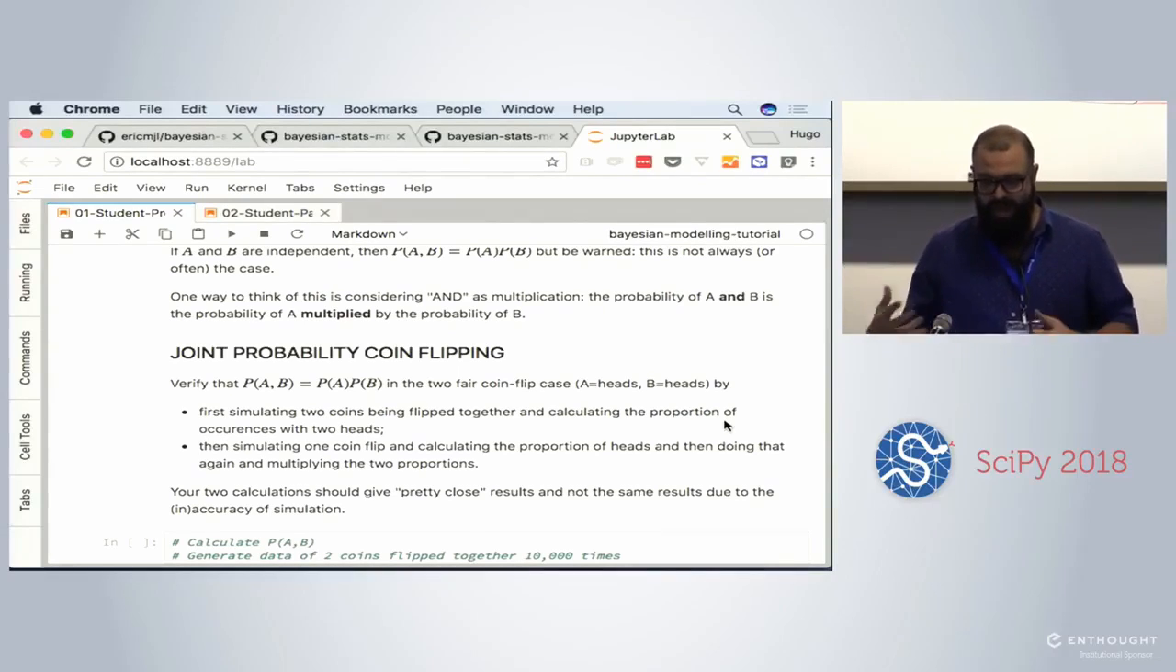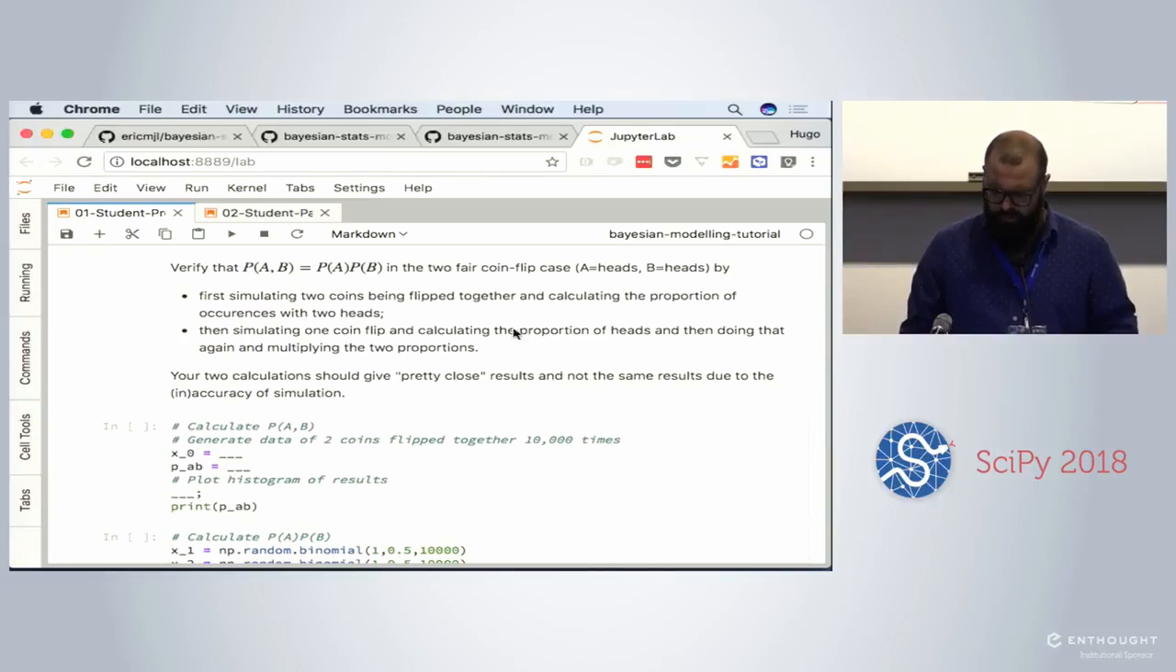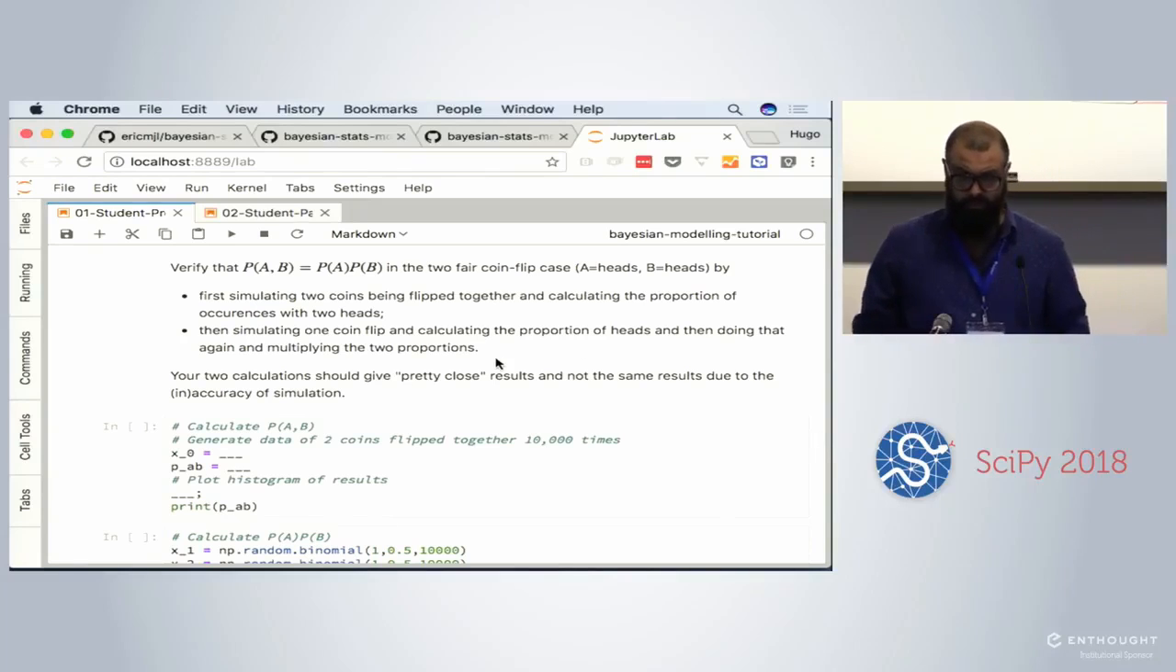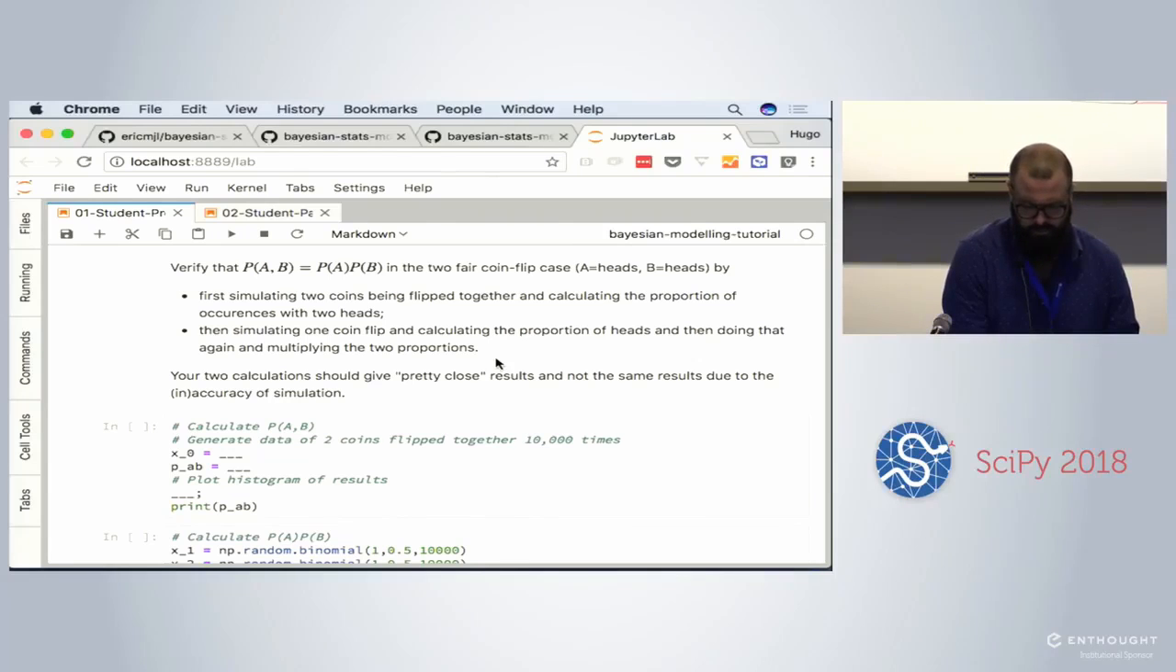So the probability of A and B is the probability of A multiplied by the probability of B. Okay. And if that's stating the obvious, that's really good. So what we're going to do is verify that this is the case in the two coin flip case. Just give me 1 second.